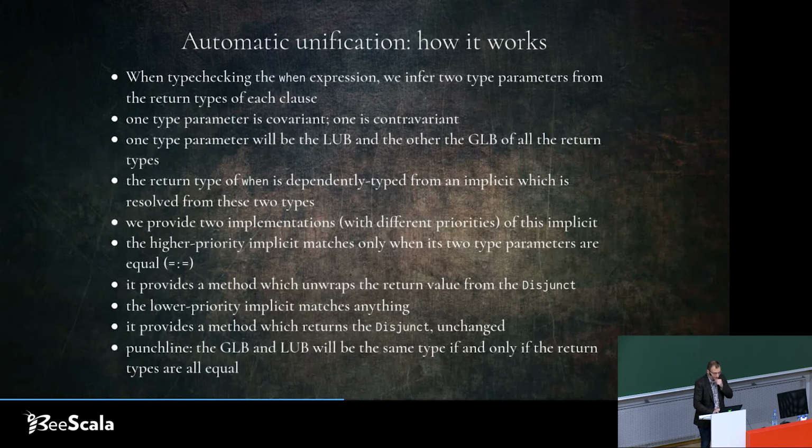That's it. Why does it work? Well, the punchline is that the greatest lower bound and the least upper bound will be the same type only in the cases where all of the return types are the same type. By virtue of that, we can take advantage of the machinery of implicits. We can take advantage of dependent method types to return a different value. And the return value can be dependent very much on whether all of our clauses in that when block are returning the same type or returning different types. And that is how we do it.